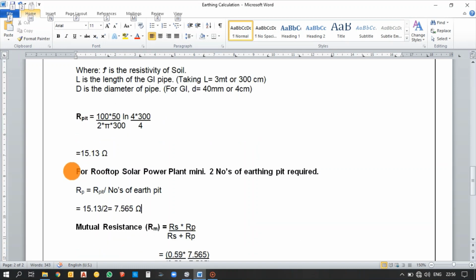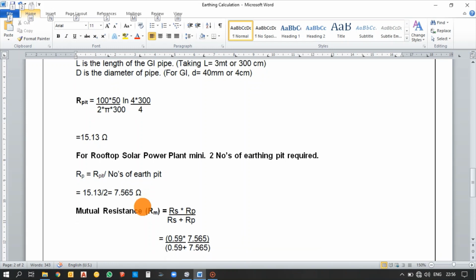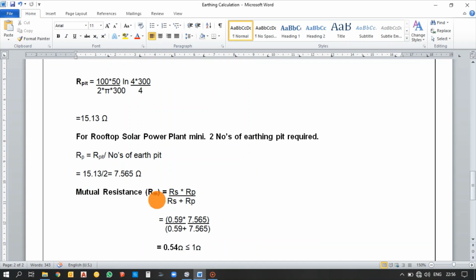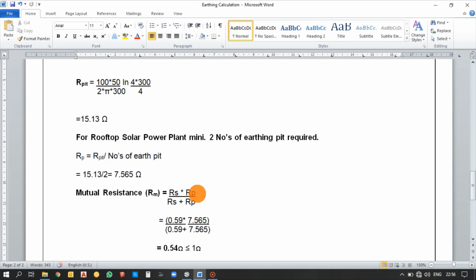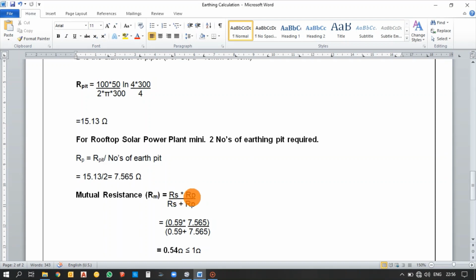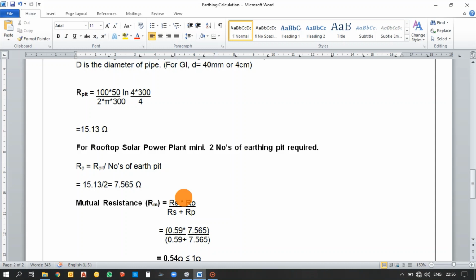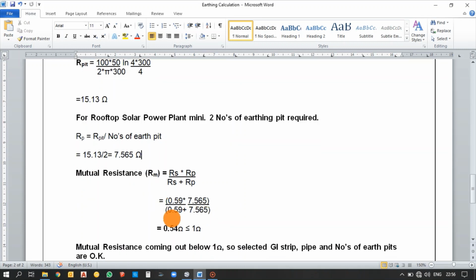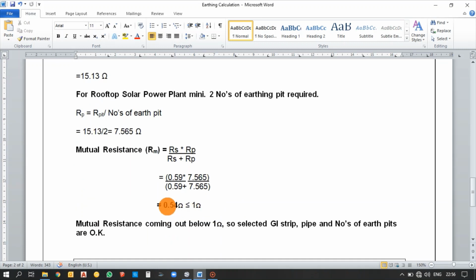We have to maintain a minimum of 2 earth pits for a solar power plant in the DC part. So dividing the pit resistance by 2, we get 7.565 ohms for the earth pits. After this, we have to calculate the mutual resistance. The formula is Rs into Rp, the strip resistance into the pit resistance, divided by Rs plus Rp, the strip resistance plus the pit resistance. Equating all this, we have calculated 0.54 ohm, which is less than 1 ohm.